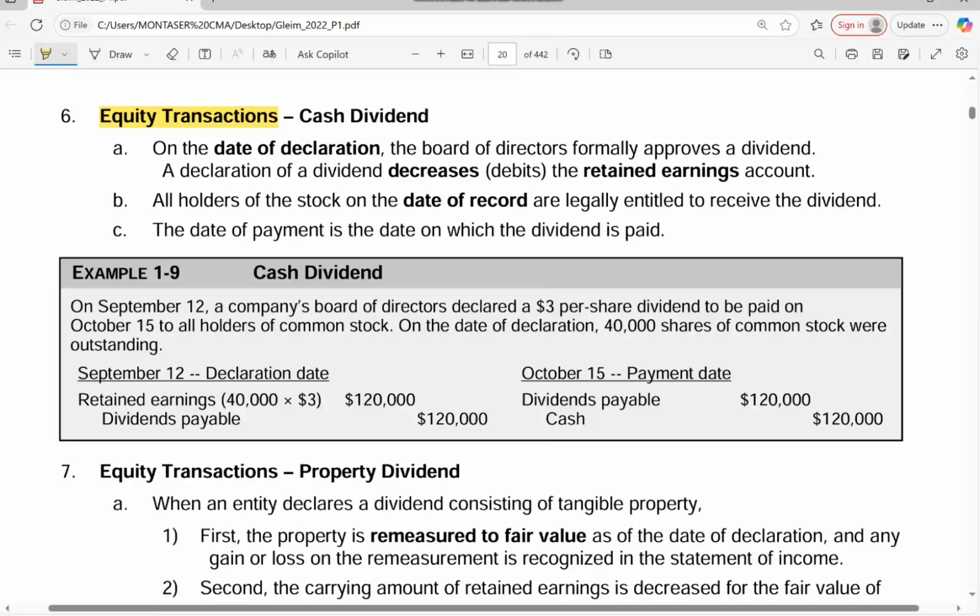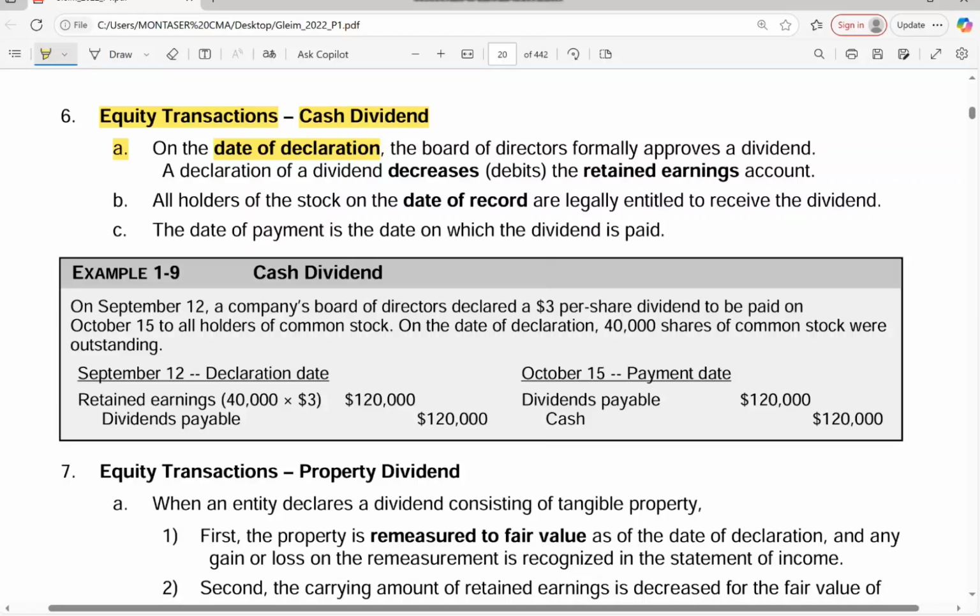We will start with the first form of dividends, which is cash dividends. Cash dividends are a common form of dividends. Most corporations distribute dividends as cash. In cash dividends, we have three dates. The first date is the date of declaration.